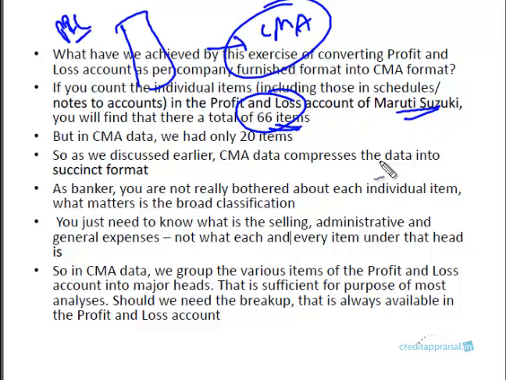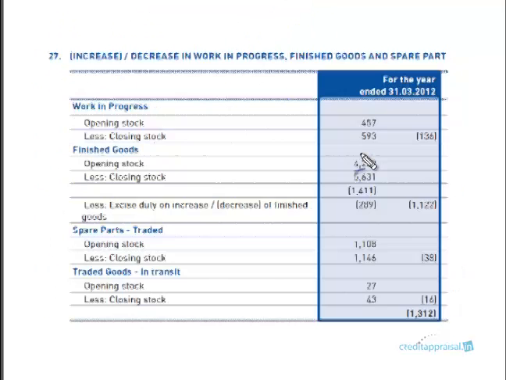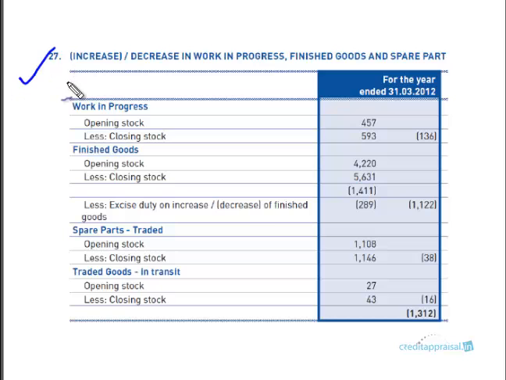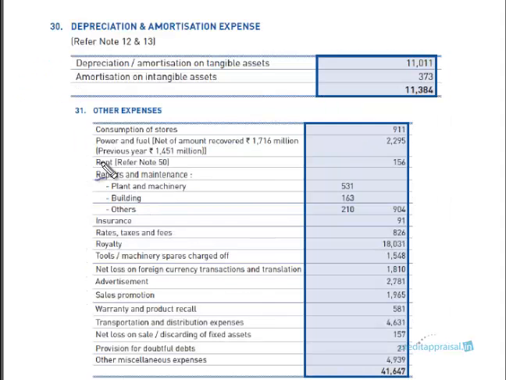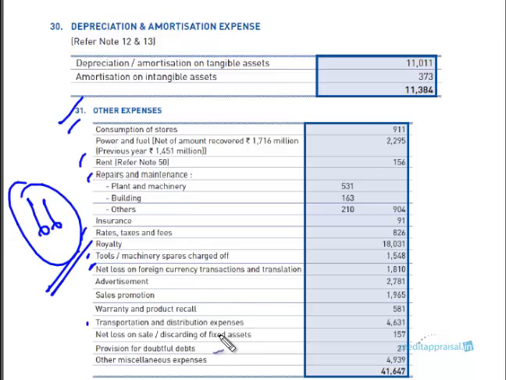We have seen a number of schedules. For example, this other expenses is a schedule. So we have seen various schedules. If you count the individual items of all items appearing in the P&L account, including all schedules, you will find a total of 66 items in the P&L account of Maruti Suzuki. Whereas in the CMA data, there are only 20 items because we have clubbed various items.